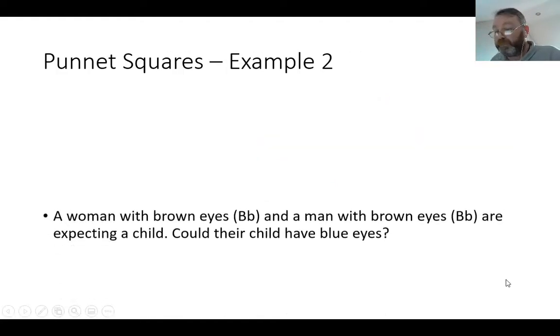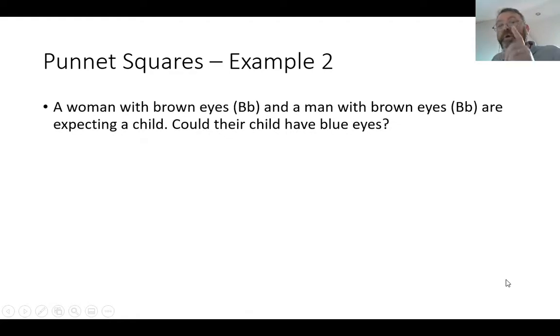Let's take this one. A woman with brown eyes. Now notice her genetic makeup. Her genetic makeup now is big B, little b. So that means that she can produce B gametes and little b gametes. So she can produce brown-eyed gametes or blue-eyed gametes. Okay? And a man with brown eyes, again, Bb, dominant brown, recessive blue. So what gametes can he make? He can make a brown gamete and a blue gamete. Okay? Are expecting a child. Could their children have blue eyes?